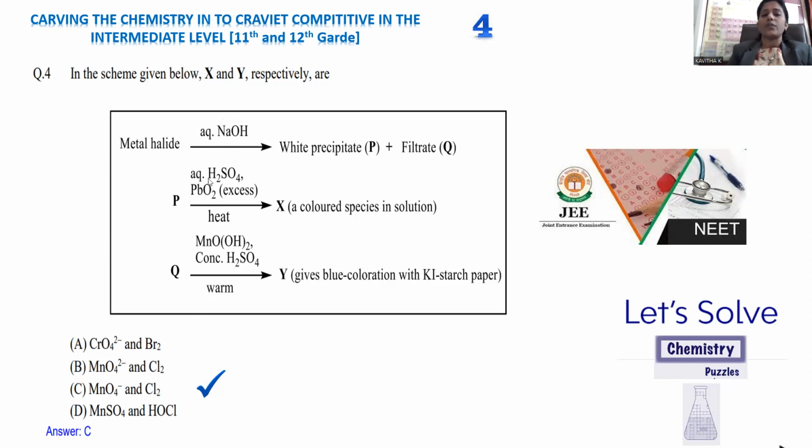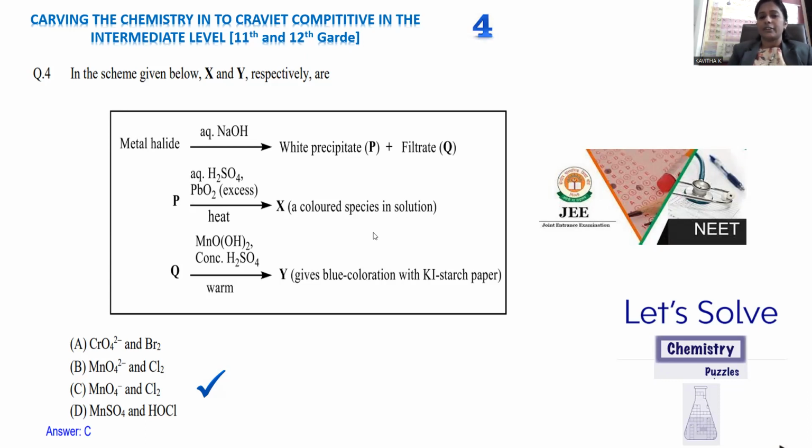It is further treated with aqueous sulfuric acid and lead oxide. Whenever aqueous sulfuric acid and lead oxide are treated, again an unknown compound is formed, that is a colored species in the solution. That will be the colored species, right? So if you are getting a colored species, remember one thing always: if any compound has unpaired electrons, then d-d transitions are possible, and then color can appear.